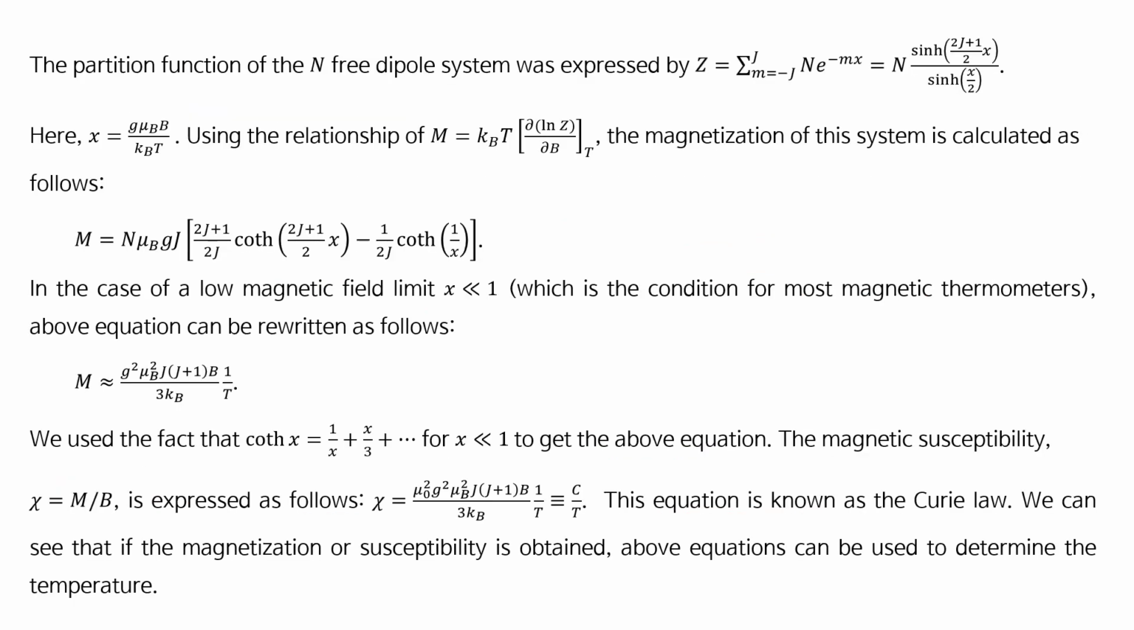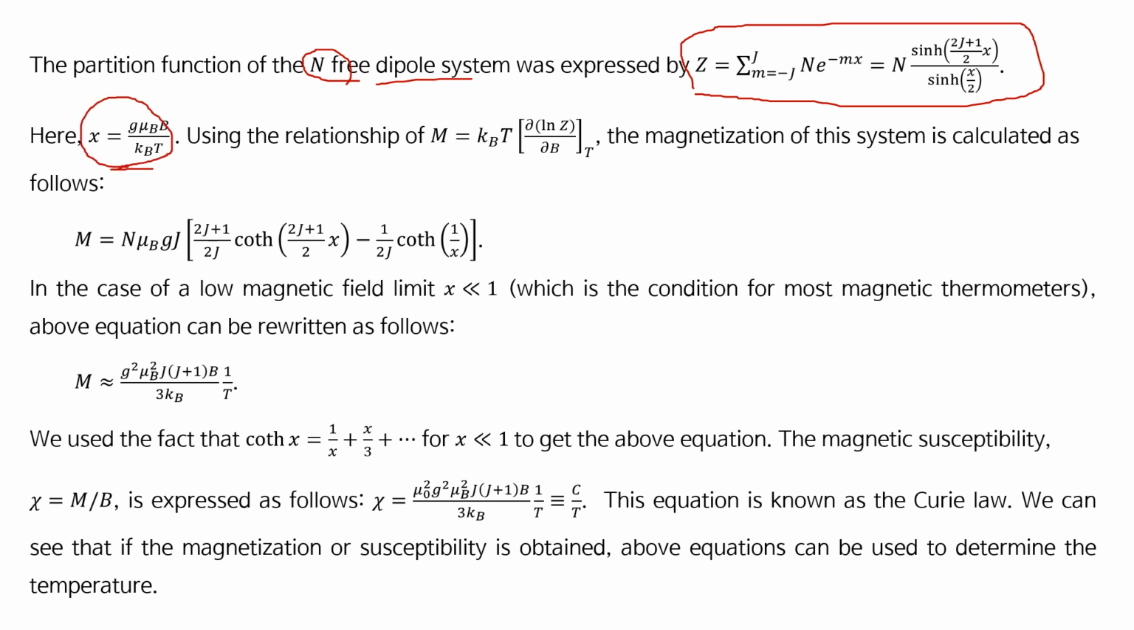The partition function of the n-free dipole system is expressed by this equation. Here, x represents this value. Using the relationship of this, the magnetization of this system is calculated as follows. This equation.